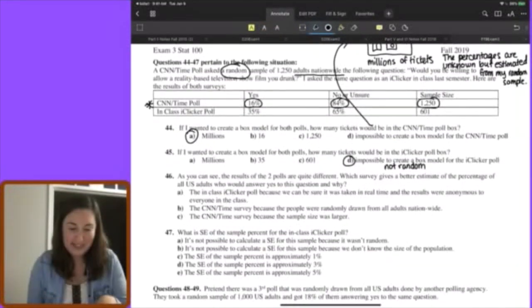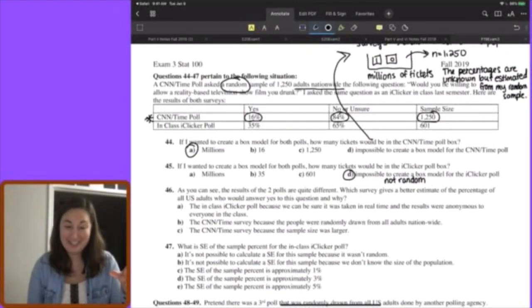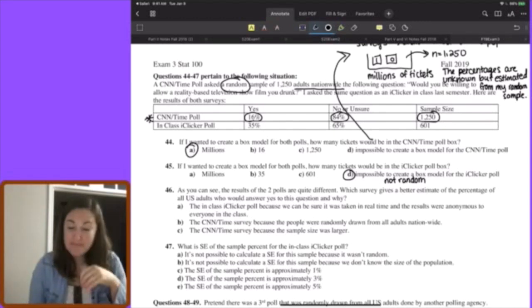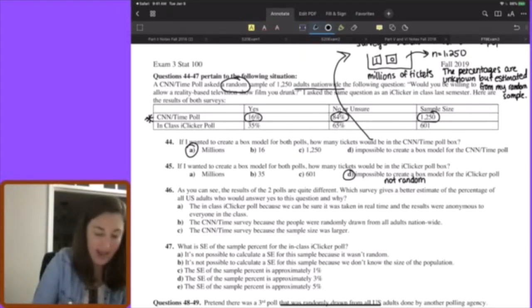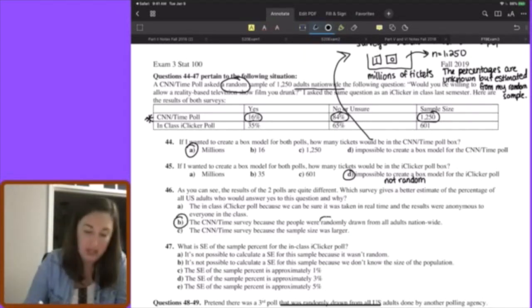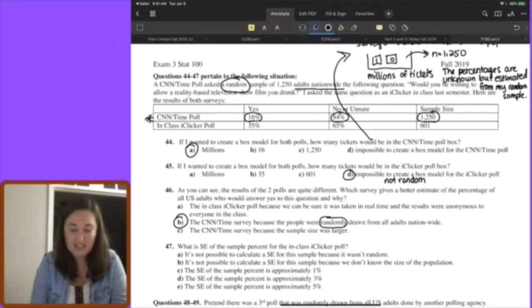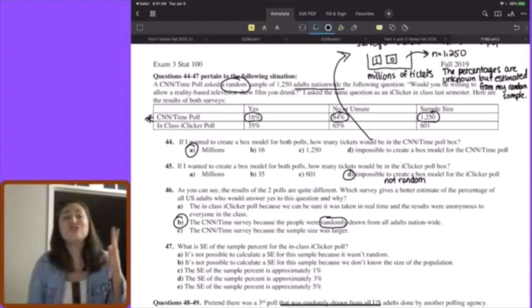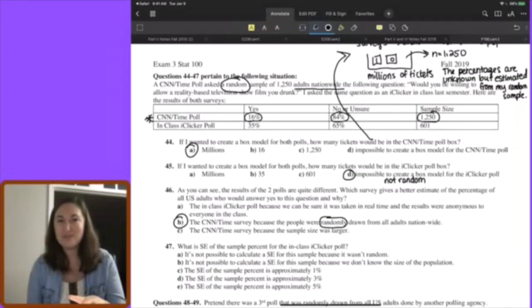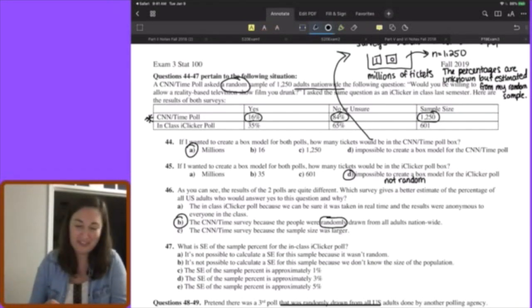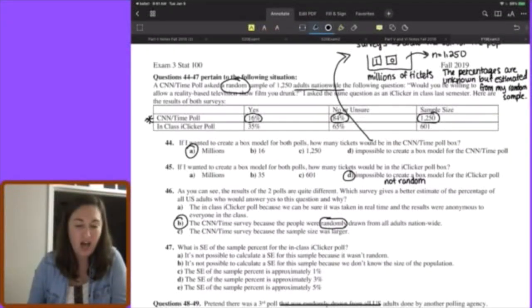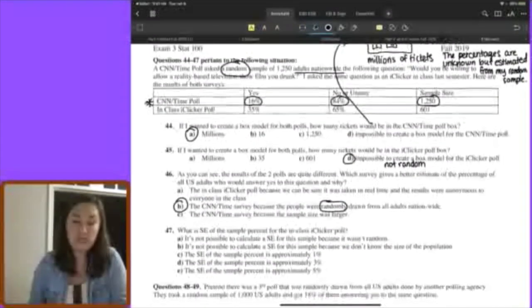Let's see, what does 46 say? As you can see, the results of the two polls are quite different. We have different percentages. Which survey gives a better estimate for the percent of all U.S. adults? We said that would be the CNN Time one, right? And that's because it was a random sample. This says the sample size was larger. Large sample sizes are good, but in all cases, randomness is kind of better than sample size. So the randomness basically is the number one priority. And then we'd like the sample sizes to be big, but in this case, that's not the reason why it was better. That's not the main reason.